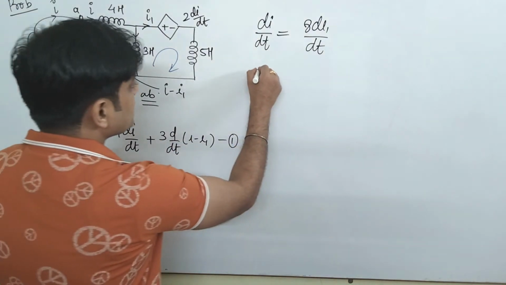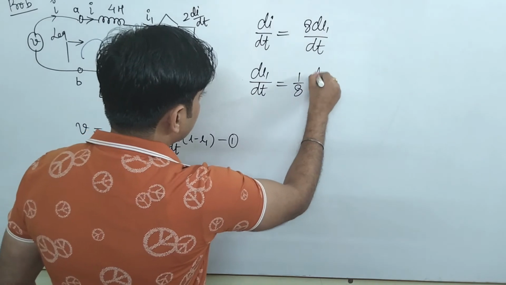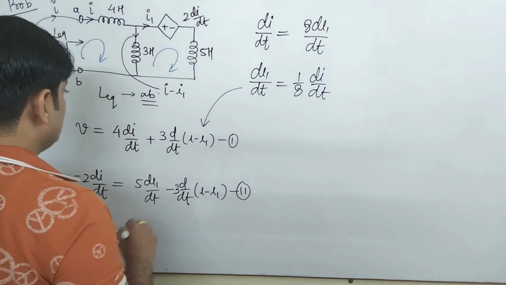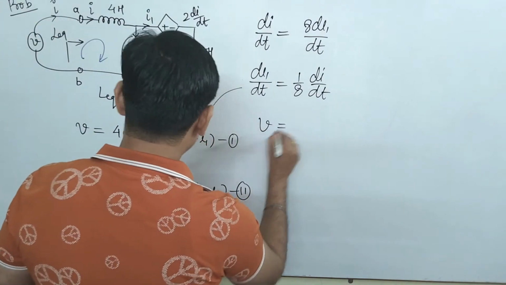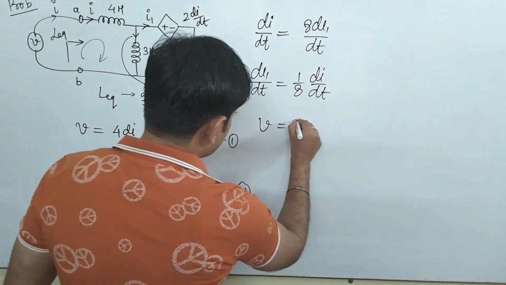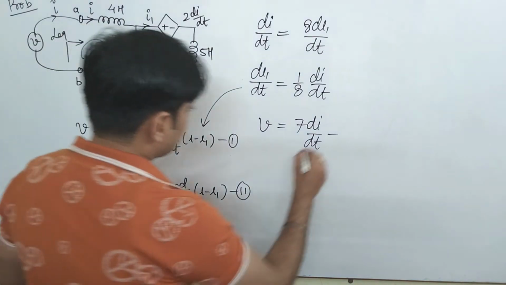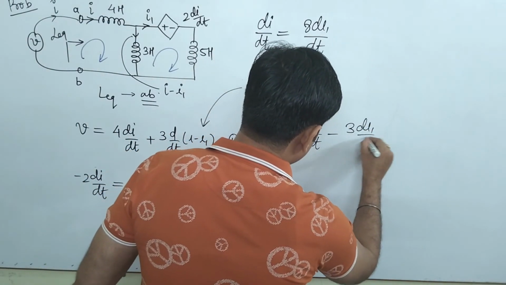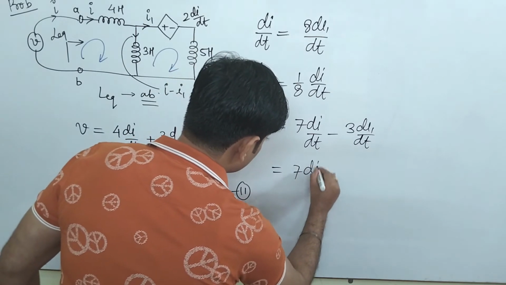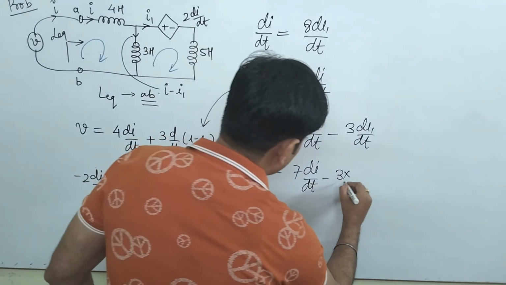So from here you can say that the value of di1 by dt is equal to 1 upon 8 di by dt. Simply you have to put this value here and get the answer. So that comes to be V is equal to, now here also it is 4, it is 3, so that comes to be 7 di by dt minus 3 di1 by dt. Now the value of di1 by dt is this value.